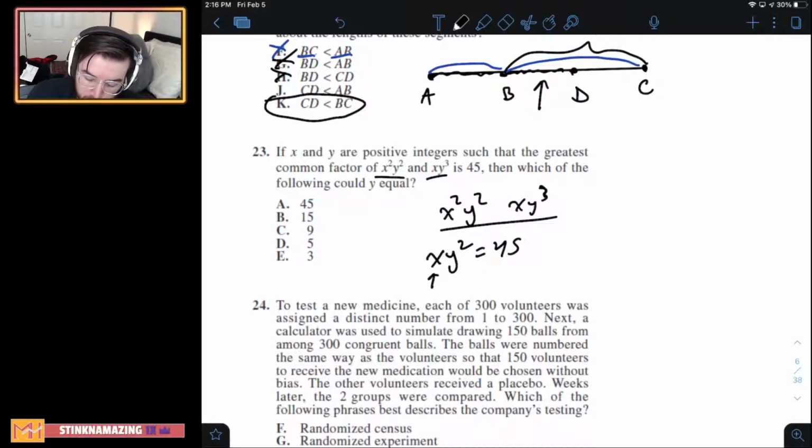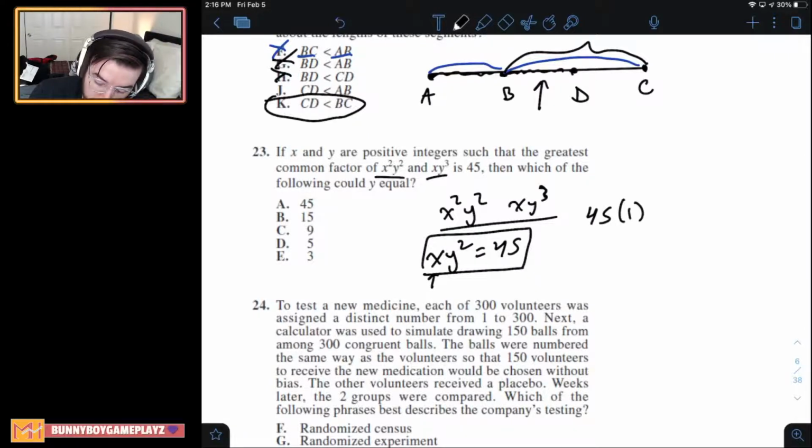So x could be 45, right? So this combination has to be equal to 45. What are the options that could possibly be true? X could be 45, and then y is 1, because 1 squared is 1, so 45 times 1 equals 45. So the GCF would be 45. Or x could be, what else? What's another number that goes into 45? It could be 3, right? So this could be, oh wait, now I'm confusing myself a little bit.